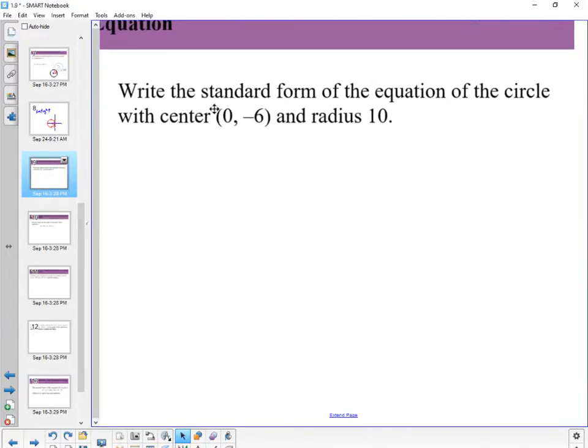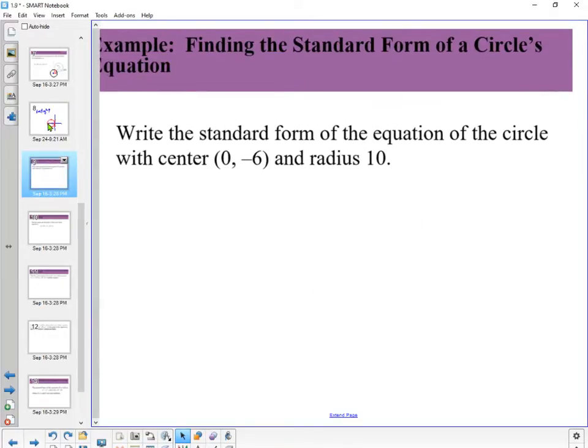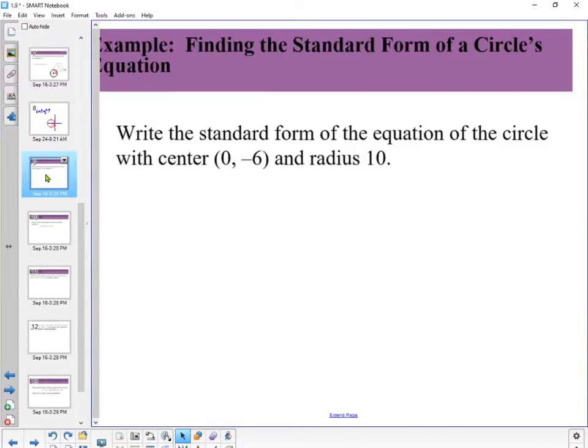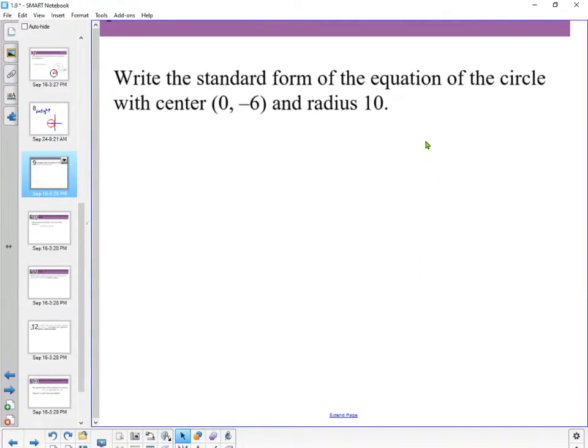All right, so here we go. Let's go back real quick. Are there questions on how to read this formula? We're okay with that? Cool. Because what they want us to do now is write the standard form of an equation of a circle with the center at (0, -6) that has a radius of 10. You want to try? Go. Write the standard form of the equation. Let me get my notes.